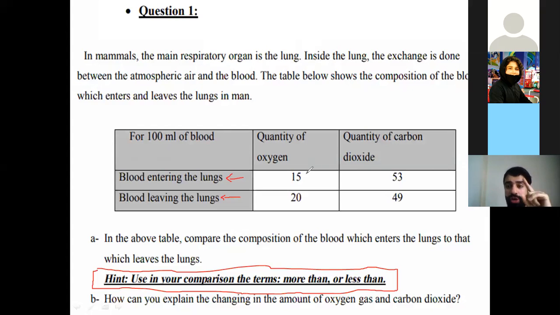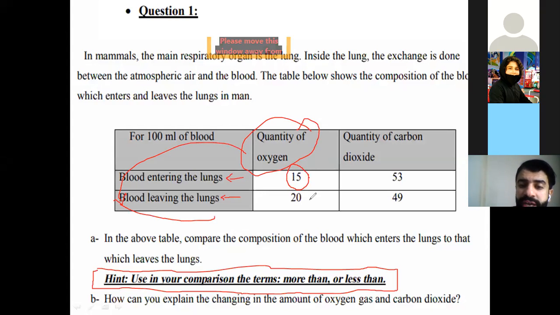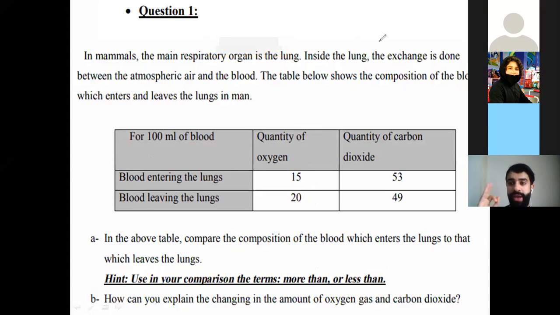So the quantity of oxygen in the blood entering the lungs was 15 milliliter, which is less than, Sari said, the blood entering. No, it's less than the quantity of oxygen in the blood leaving the lungs, which is 20 milliliter. So Sari, can you repeat it in a correct way? All of you, please listen to Sari and pay attention.